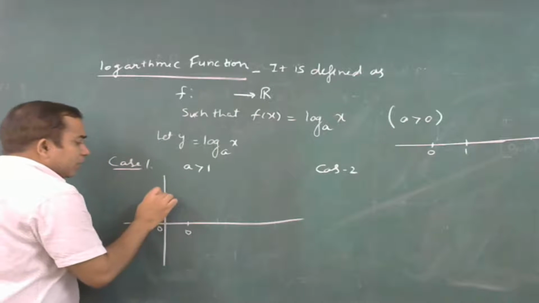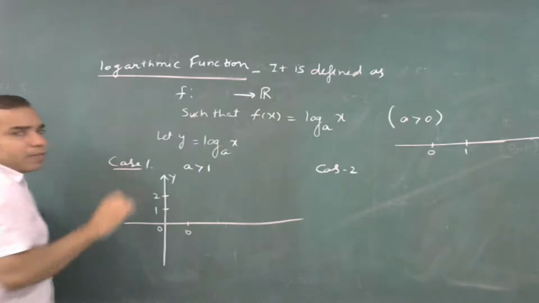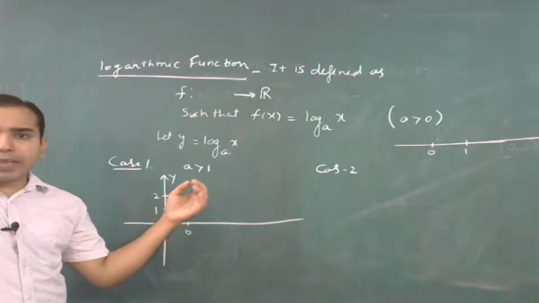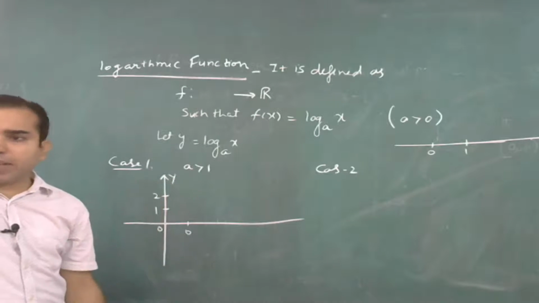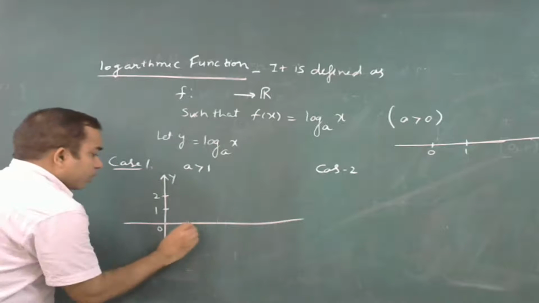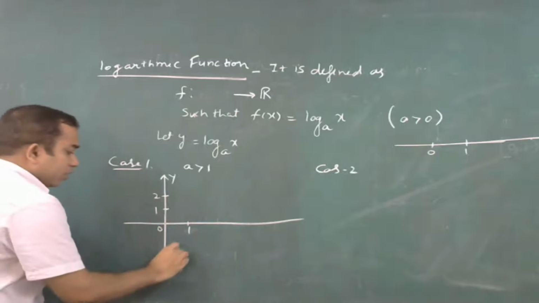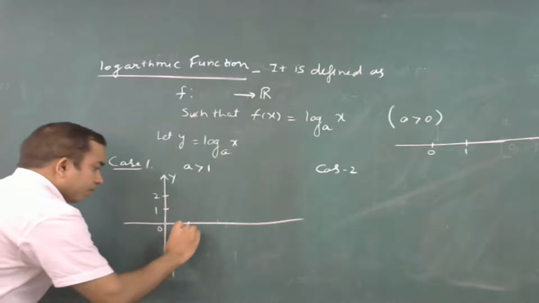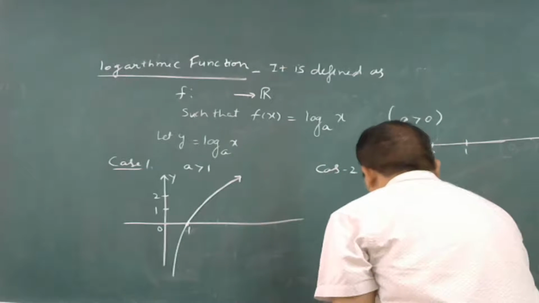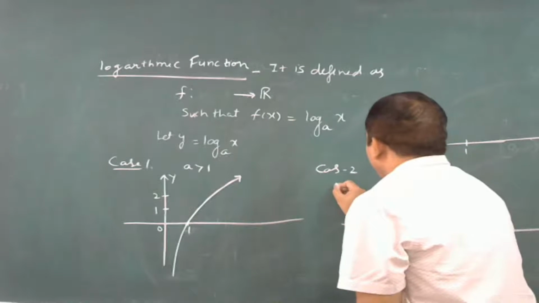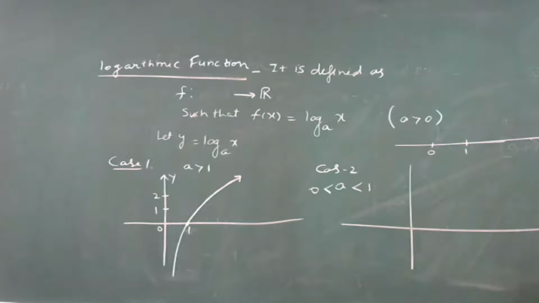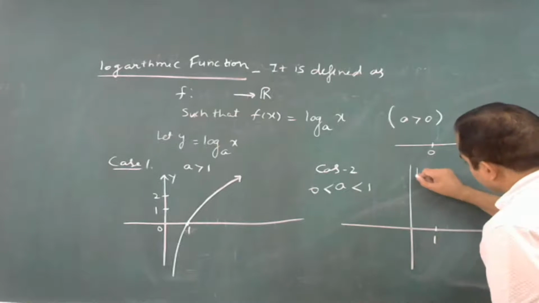Students, to keep things simple, I am drawing here directly, right? You can take any particular value of base a and then you can find out the values from a scientific calculator and you can check it, verify it, right? But it will take time, so I am just drawing it directly. When base is bigger than 1, the graph comes like this. And when base is less than 1 but more than 0, then the graph comes like this.